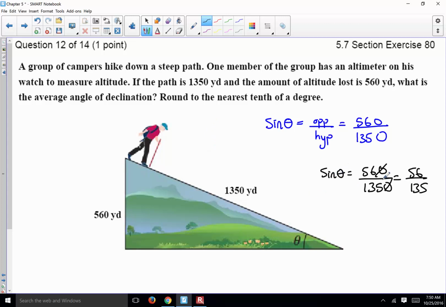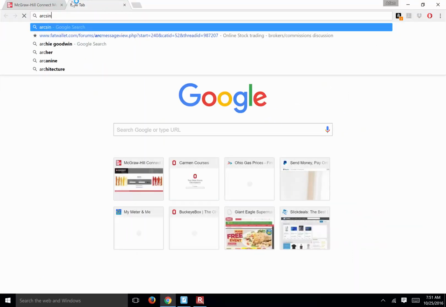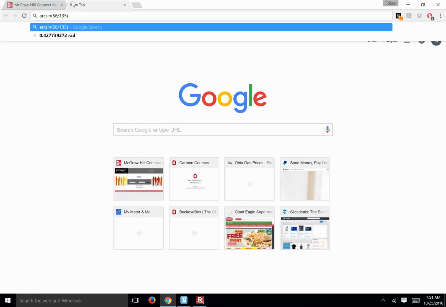So for this, I flip theta and 56 over 135. I put 56 over 135 to the left and theta to the right. Can I just do that like that? No, you can do that if you invert the function. So this is sine inverse of 56 over 135 is theta. We will just punch this into our calculator and get the result. So for Google, use arcsine 56 over 135.